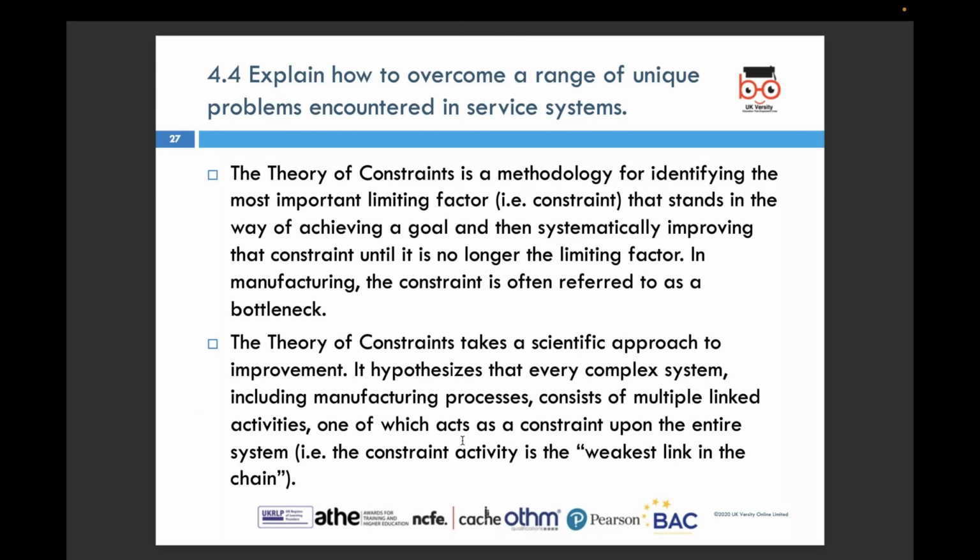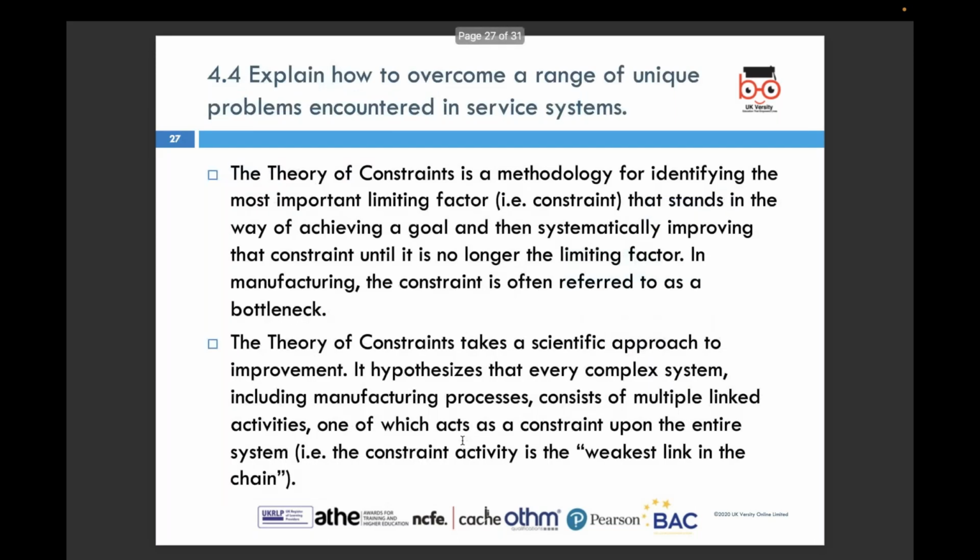Theory of constraints is a methodology for identifying the most important limiting factor, for example a constraint that stands in the way of achieving a goal, and then systematically improving that constraint until it is no longer the limiting factor. In manufacturing, the constraint is often referred to as the bottleneck.